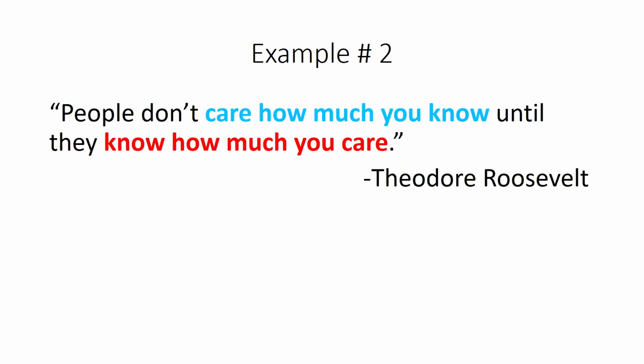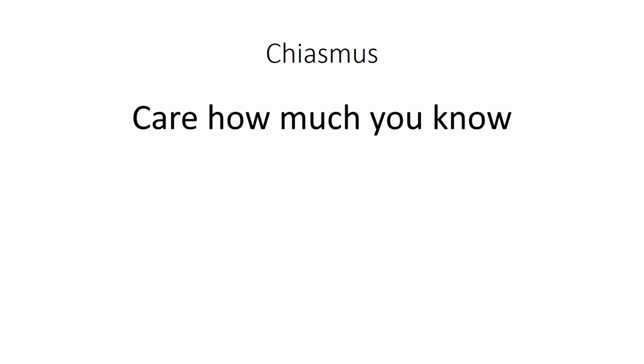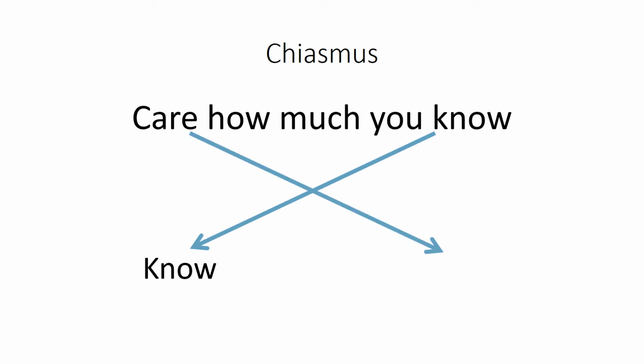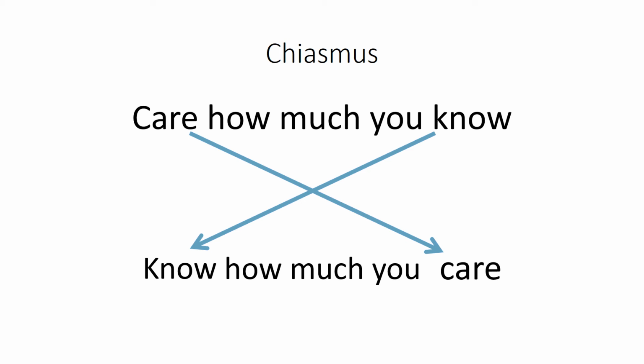Theodore Roosevelt said this. There are two phrases that have reversed order. So the first phrase, care how much you know, is turned into know how much you care. We can draw that X again. So we bring the last term, know, to the front of the next phrase. Then we bring the first term, care, and make it the last term in the next phrase. Then we bring the middle words straight down. So care how much you know has become know how much you care.